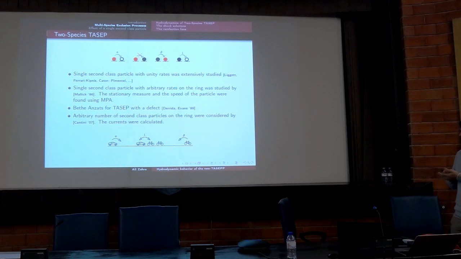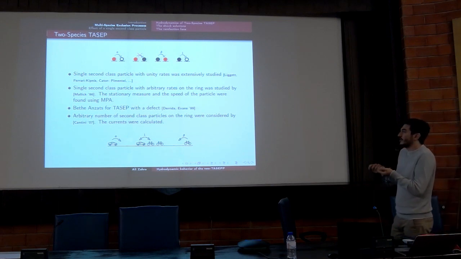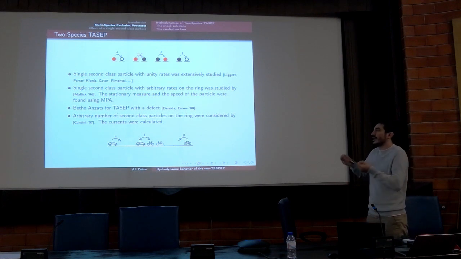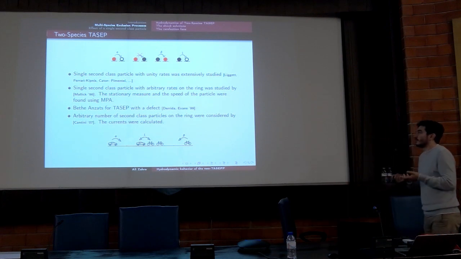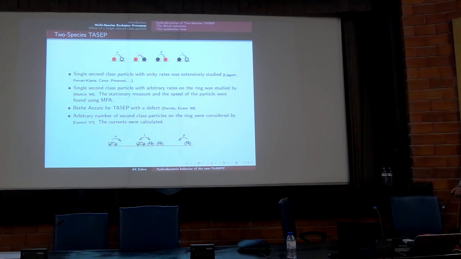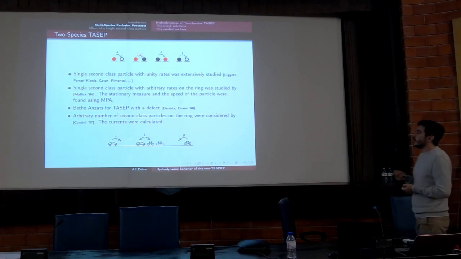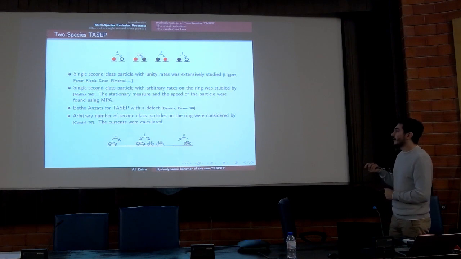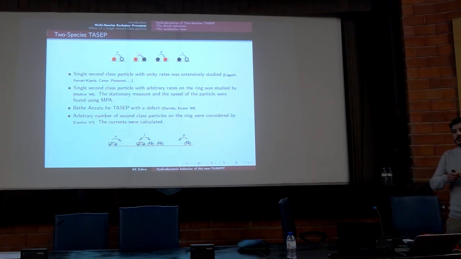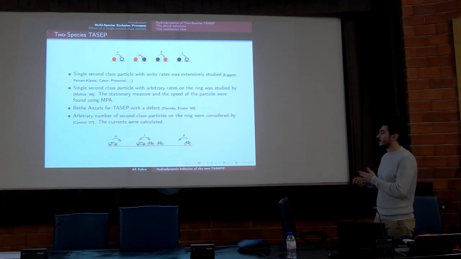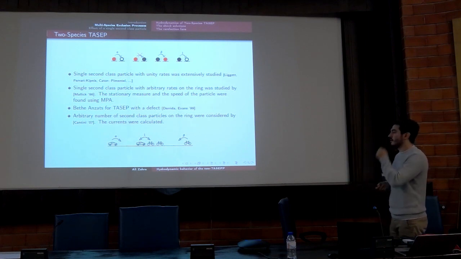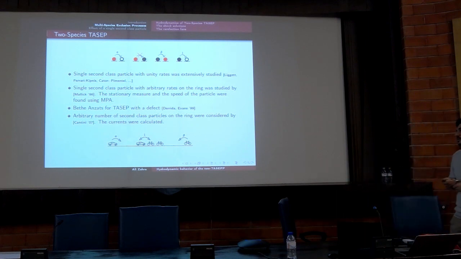Now, if we give this second class particle arbitrary rates, it should maybe be called a defect or generalized second class particle, but I still abuse the language and call it a second class particle. This was introduced by Mallick and Derrida, and for instance they put it on a ring. They found the stationary measure using the matrix ansatz, and even the diffusion constant using the Bethe ansatz. This was done by Derrida.